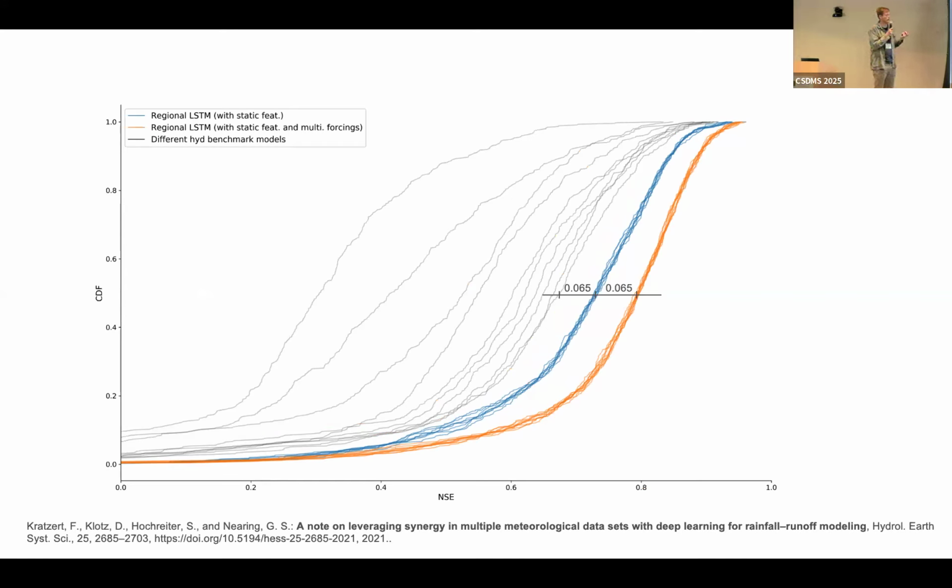Because it's a machine learning model, we are not forced to just provide a single meteorological data product as input like we would do with physical models. Instead, we can provide multiple meteorological forcing products at the same time, and the model can learn about synergies and differences in the weather products because there is no such thing as the correct weather data at any location, right?